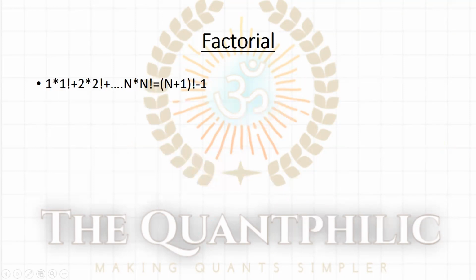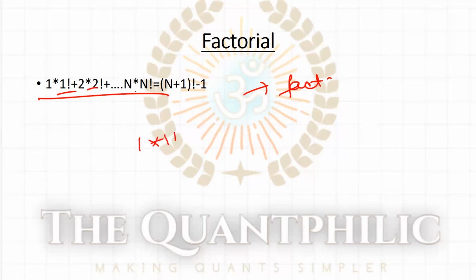Then the next most important thing, the factorial formula, very, very important. Sometimes direct questions are asked based on this. I will tell you a question as well. First of all, let's understand this. So 1 into 1 factorial plus 2 into 2 factorial till n will be (n plus 1) factorial minus 1.